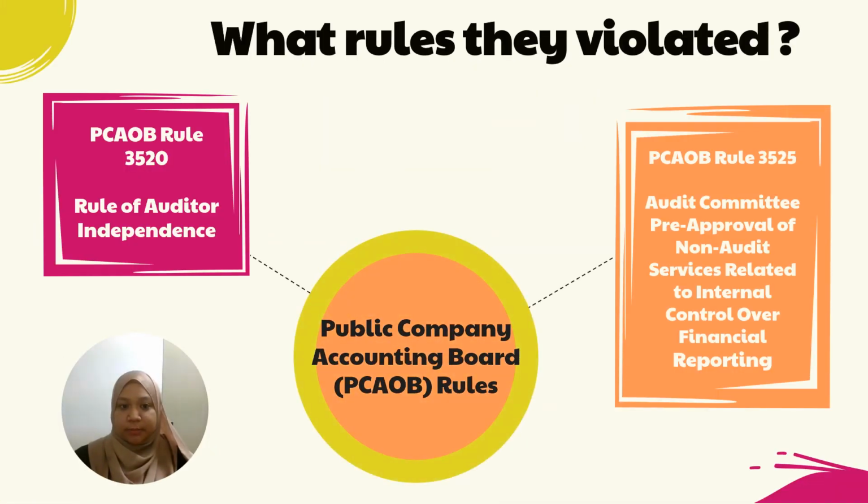The PCAOB rules that PwC violated are two. First is Rule 3520, which is the rule of auditor independence, and second is Rule 3525, which relates to audit committee pre-approval of non-audit services related to internal control over financial reporting.